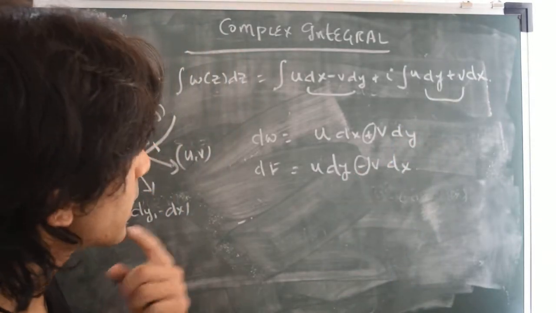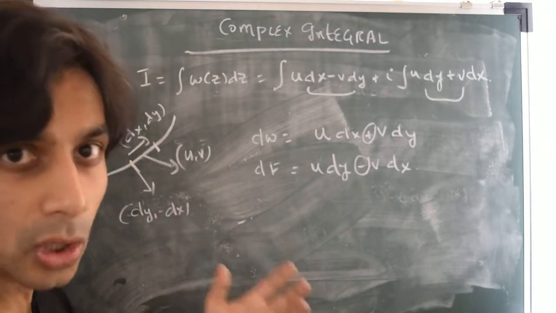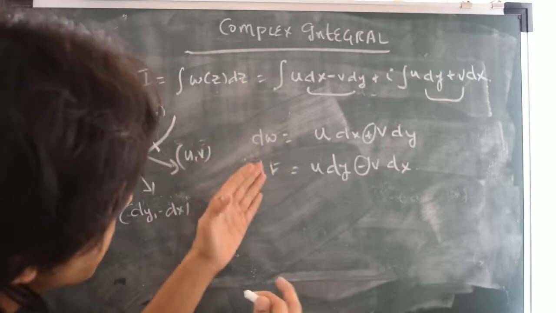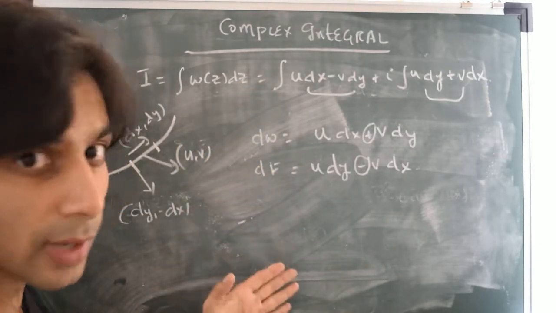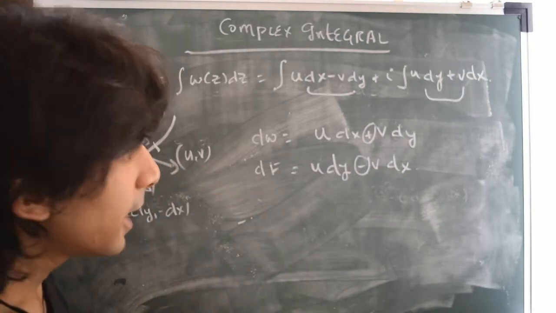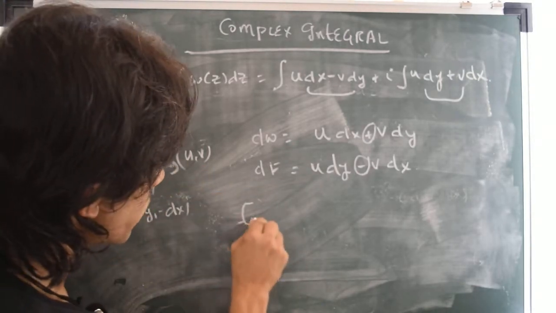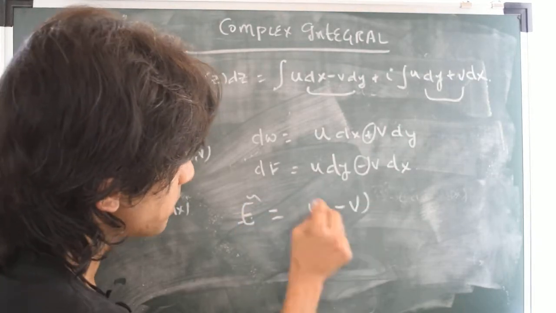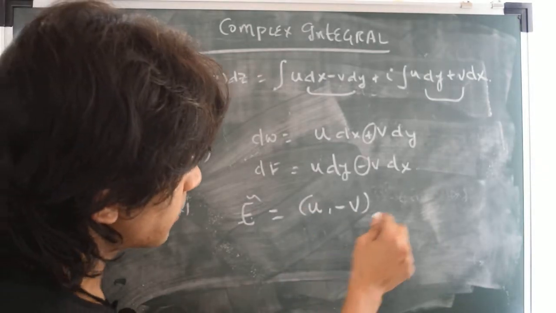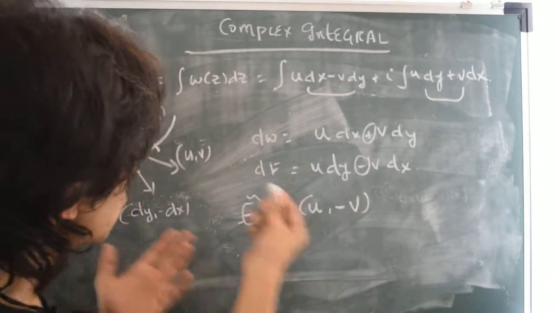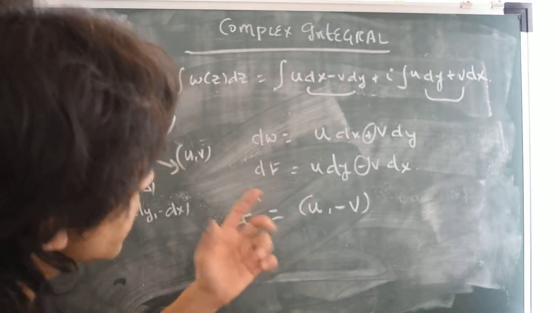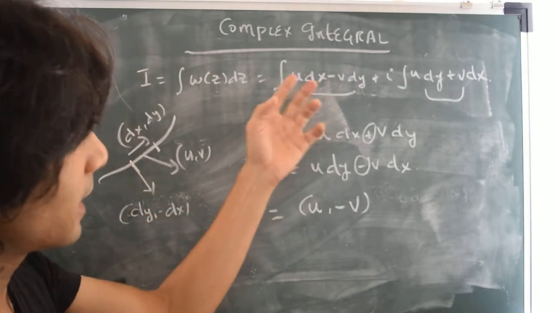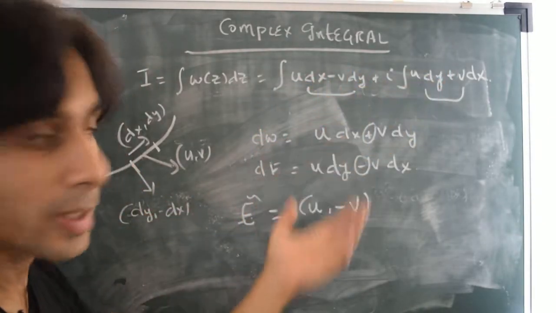And this suggests that instead of working with the vector field u comma v, or instead of thinking of the complex integral as the total work done or the total flux of the vector field u comma v, if you define a new vector field, let's say E, which has components u comma minus v, then the work done and the flux of this vector field along this curve will actually give us exactly what we're looking for as the integrands of this complex integral.